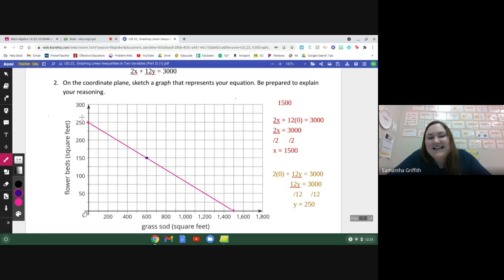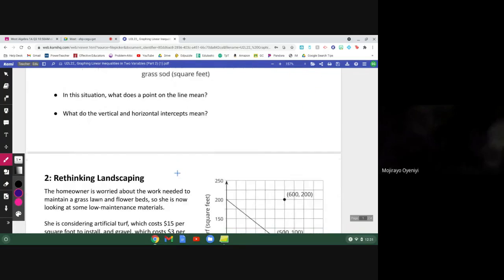So this line here is showing all those different combinations of sod and flowers that equal that budget. This is something we had looked at back in our lessons where we were talking about equations and graphs of equations. We're going to build on that today as we look into inequalities, but the basis of it is the same. We're building on what you already know about graphs of equations. We're going to continue on.